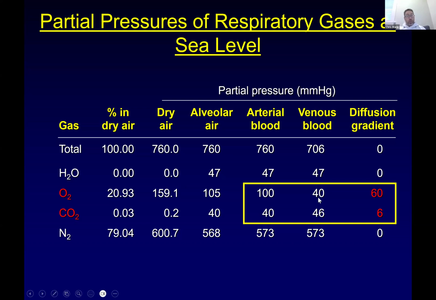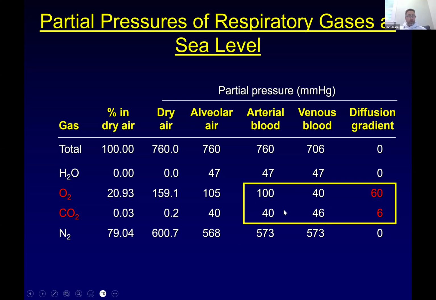The O2 at rest in venous blood is about 40. So there's going to be a gradient of about 60 millimeters of oxygen partial pressure. So there's going to be this large, large gradient. During exercise, we're going to take more O2 out. So the partial pressure in venous blood is going to fall. So that gradient will get bigger.